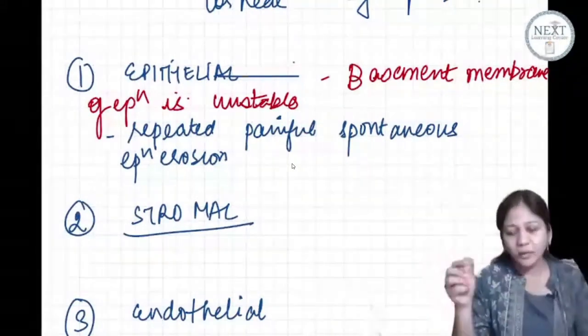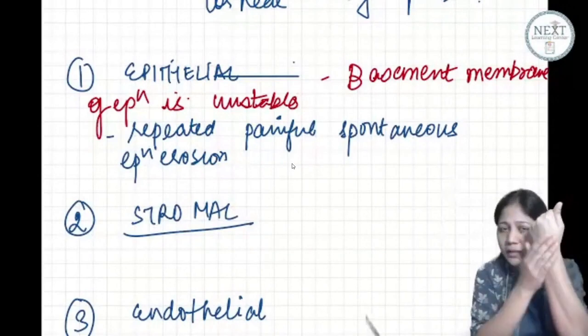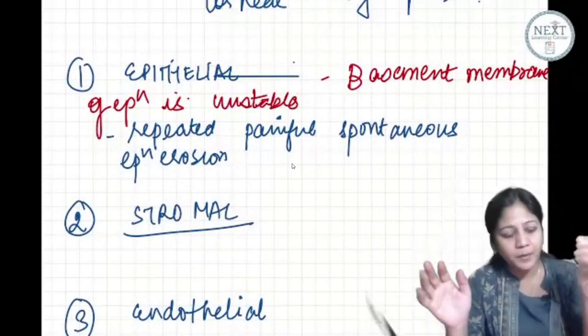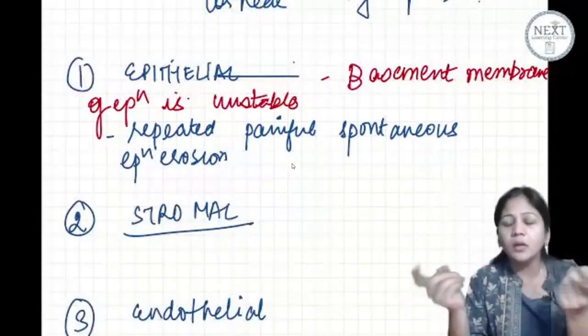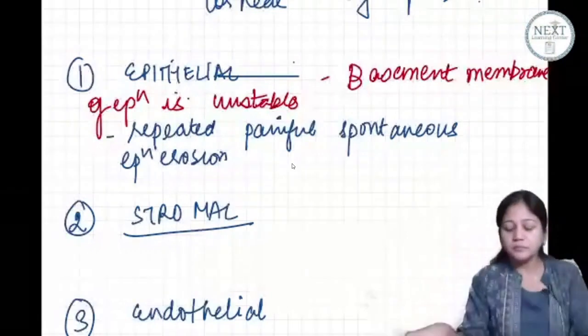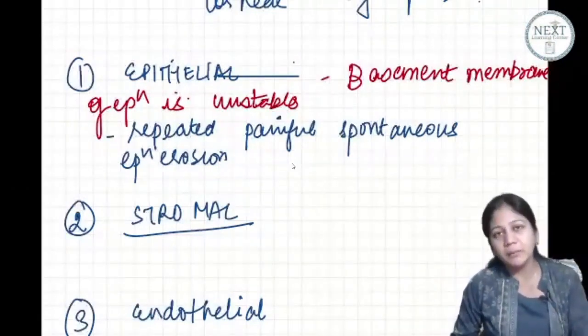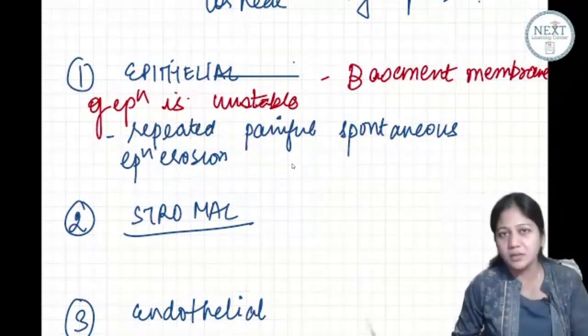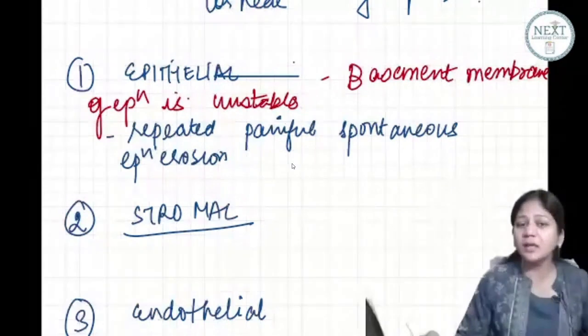Look, it is happening on its own. Suppose there is a small trauma and then there is a defect, that is understood. But suppose my skin epithelium is detaching on its own, then there must be some problem. Yes or no? So this is the problem. This is not congenital, but occurs early in age, maybe in the young.